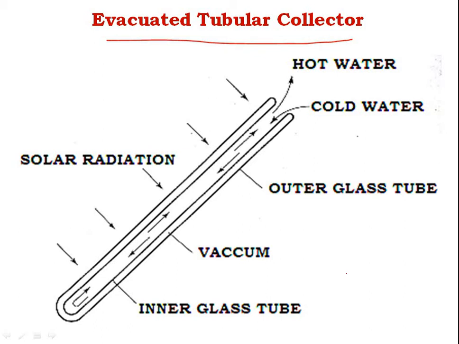So it consists of solar radiation, which we have shown here with the arrow marks. The cold water is entering and the hot water is coming out. This is the outer glass tube, and vacuum inside is created. And this is the inner glass tube. You can see the outer glass tube and the inner glass tube here, and this thin line you can see there.